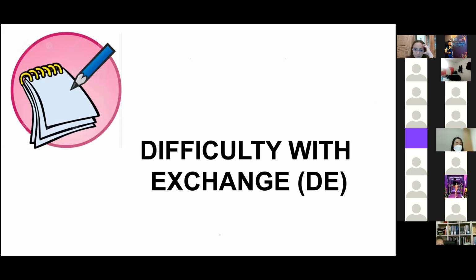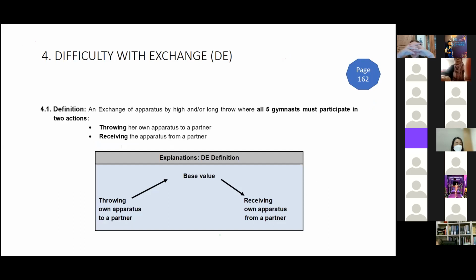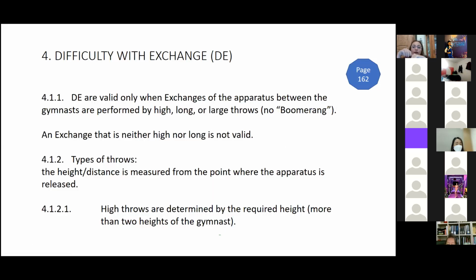Difficulty with exchange. Exchanges, we have throwing an apparatus, receiving the apparatus from the partner. It is performed from a high or long throw by all 5 gymnasts participating in these 2 actions, the throwing and the receiving. And we have the base value of the exchange. It is only valid if we have high or long throws or large throws, but boomerang is not allowed. An exchange neither high nor long, so none of the principles are applied, is not a valid exchange.